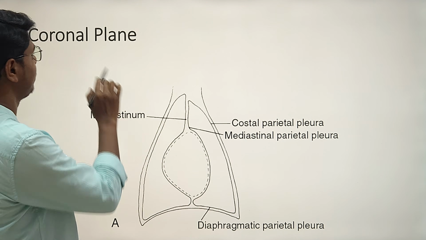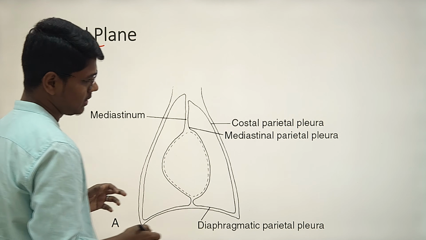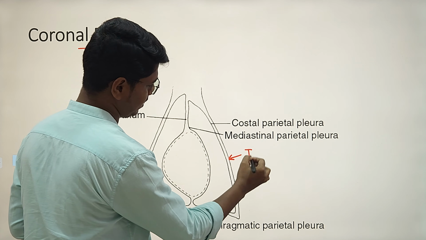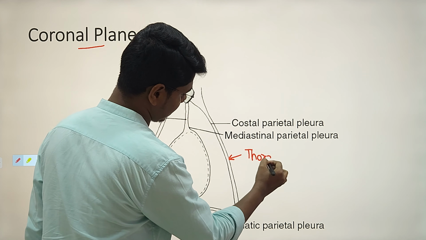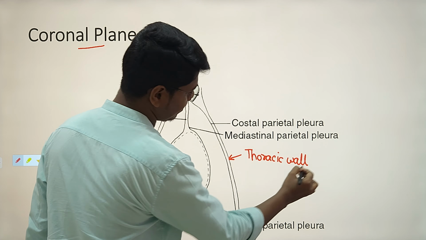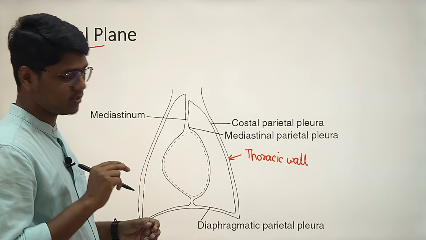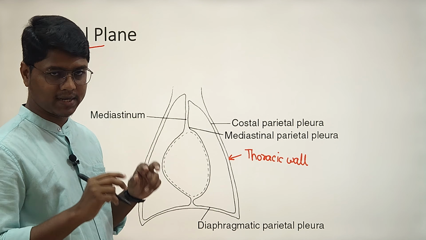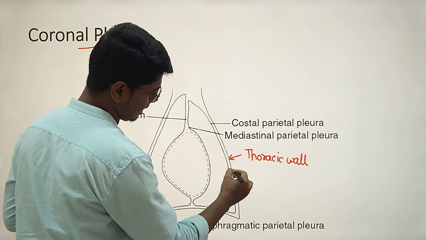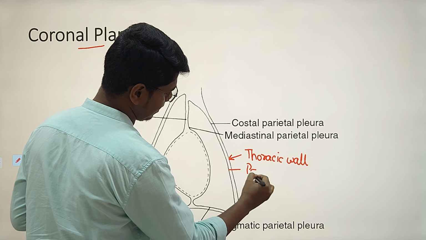As you know, if you take a coronal plane section, this is the figure. The outer one is the thoracic wall. The thoracic wall is lined by pleura. Pleura is a double membrane structure. It has a parietal layer and a visceral layer. Here what has been drawn is the parietal layer.